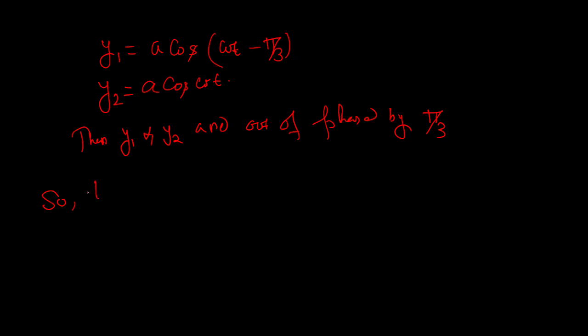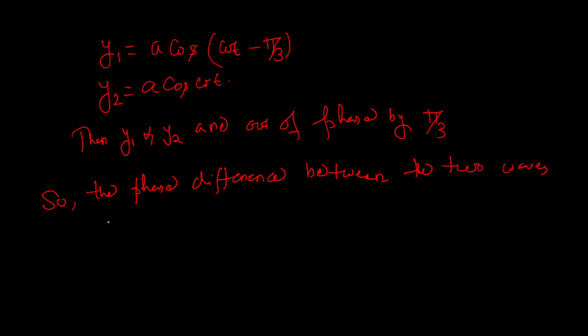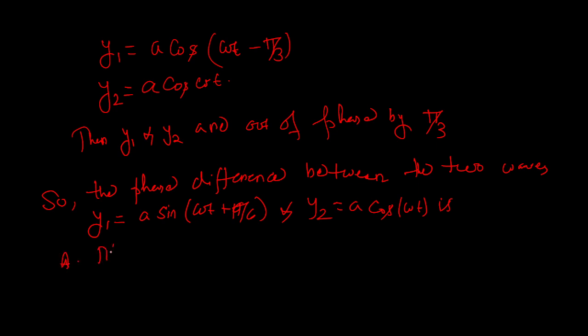So the phase difference between the two waves, y1 equals a sin(omega t) and y2 equals a cos(omega t), is: A, pi by 3; B, pi by 6; C, pi; and D, pi by 2. The correct answer is pi by 3.